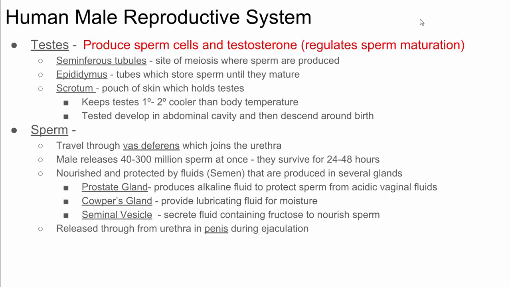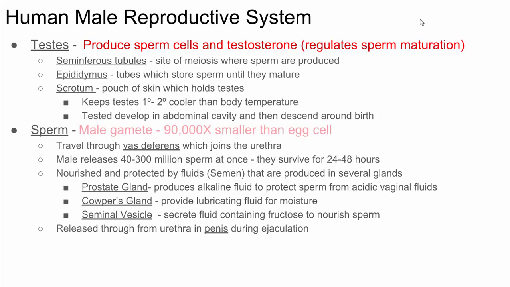So in humans, sperm are produced most efficiently at a slightly cooler temperature than body temperature. So they're held outside of the body in the scrotum, which keeps them a couple degrees cooler than internal body temperature, so that sperm cells can be produced more efficiently. And in development, in utero, the testes are in the abdominal cavity. Around the time of birth, they descend into the scrotum.